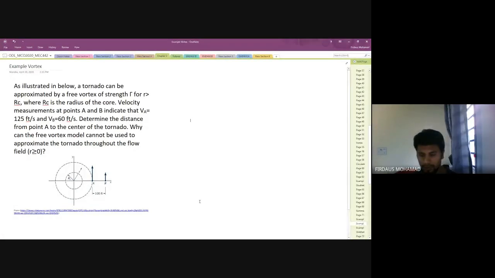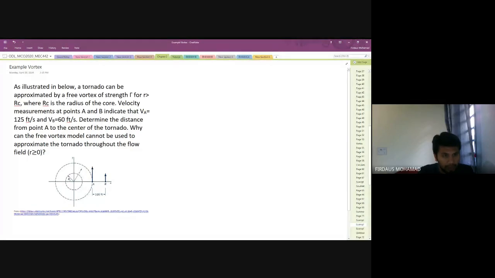Okay, so for this first example, as illustrated in this figure below, a tornado can be approximated by a free vortex. This is based on free vortex, which is outside the core. This is the core, and then outside of this core, we can approximate the phenomenon of a tornado by a free vortex.